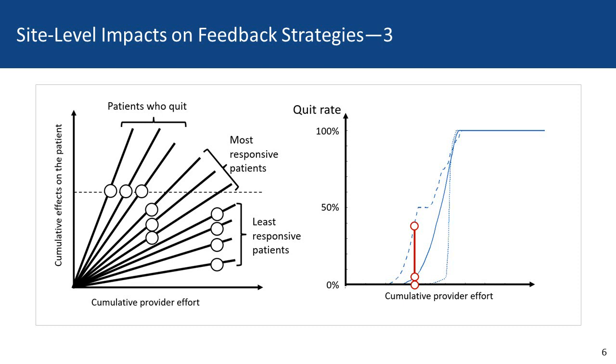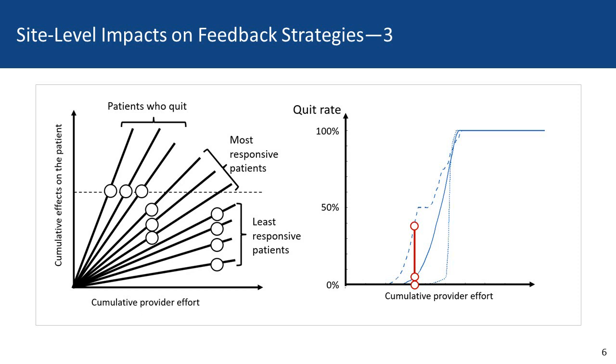And here we see what happens when we have the same average cumulative provider effort and we have three different implementation strategies. And we can see that a strategy where there's more effort towards the most responsive patients gets the highest quit rate. And the strategy where we have more effort towards the least responsive patients gets, in this case, 0% quit rate.